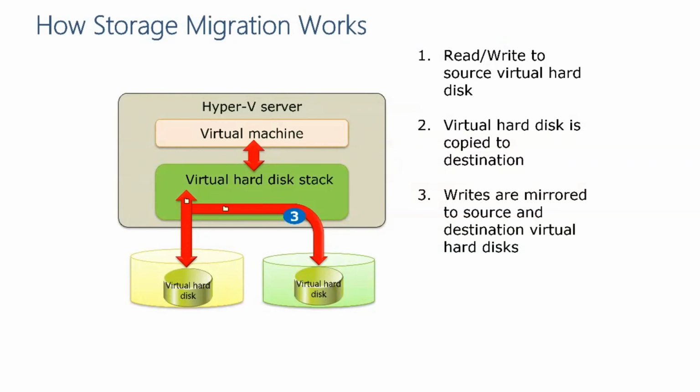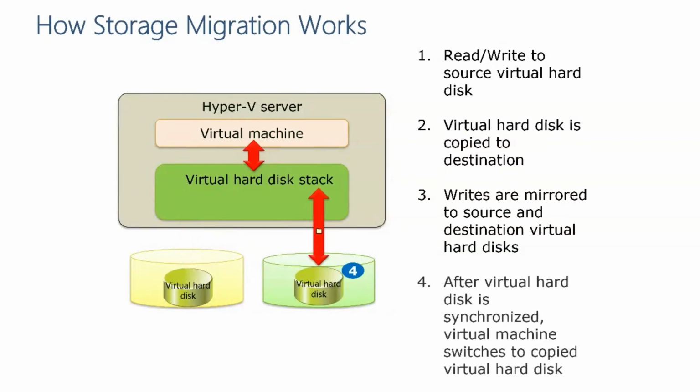So the writes are then, after that point in time, when it's copied, the writes are mirrored. So wherever is written to the other hard disk is written here as well. And then it basically gets closer and closer and closer to being identical. And then it just switches over.